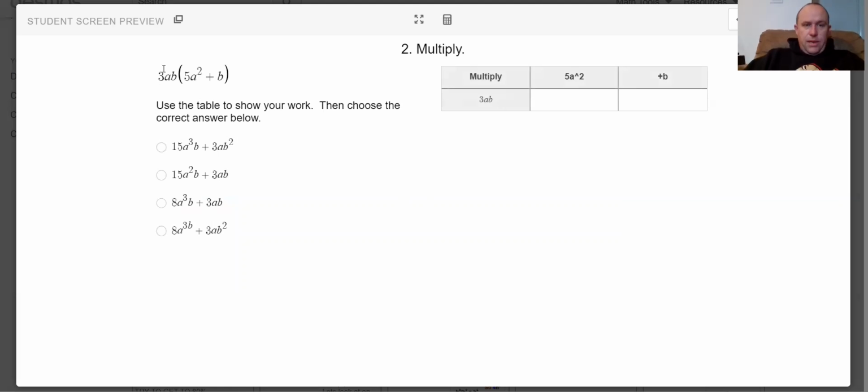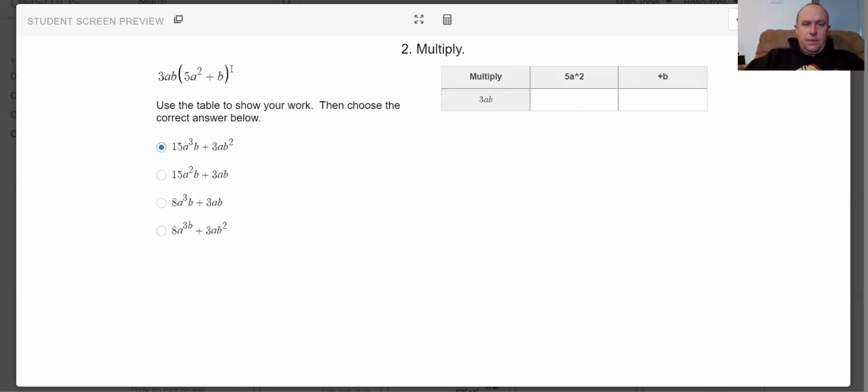As we move on to this one here, I'm going to do this times this. So 3 times 5 is 15. Notice I've already made it a choice of 2 if it's multiple choice. A times a squared, I add the exponents together. So 1 plus 2 will give me 3. And therefore, I know it can't be this answer here. And there is just one b. That's why we have a b on the end.